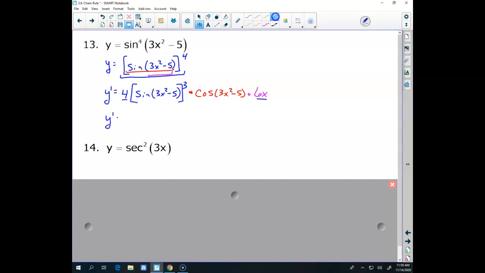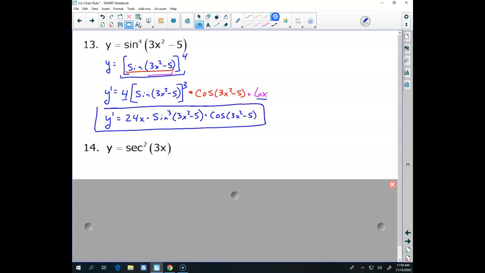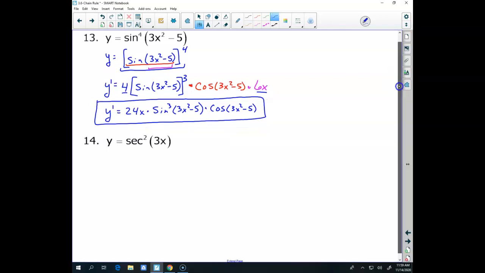Well, my derivative simplified is going to be 24x times the sine cubed of 3x squared minus 5 times the cosine of 3x squared minus 5. And that would be my derivative. Notice I have all kinds of composition functions left inside of there, okay? And then we're going to come to another example here.